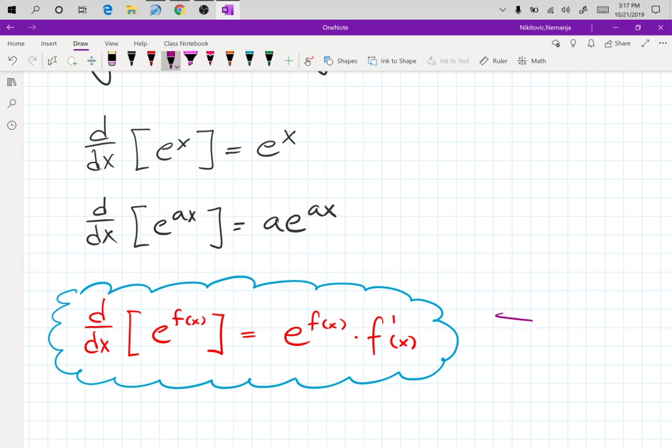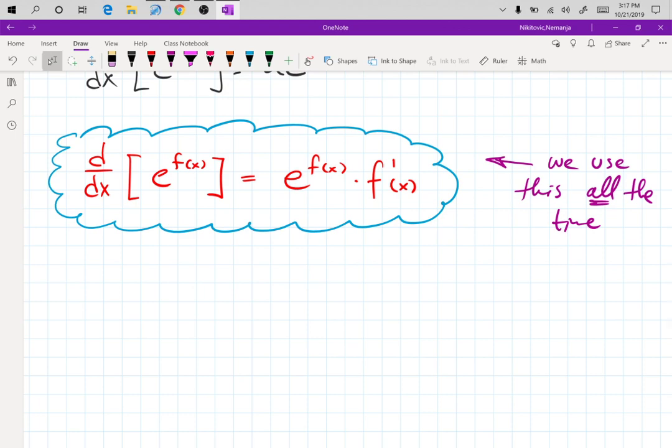We use this all the time. You have a more general case, but the general case is almost never used, so we don't care about it as much.